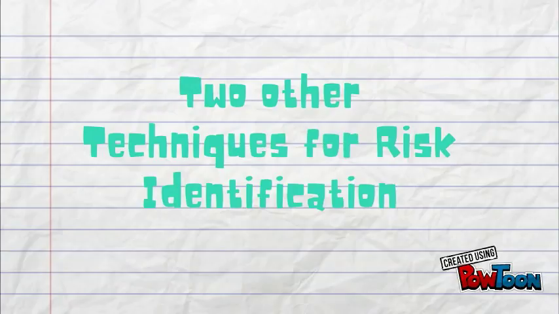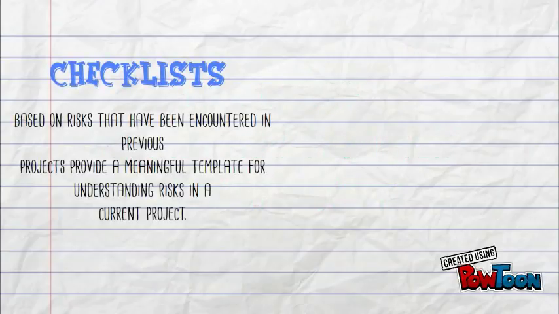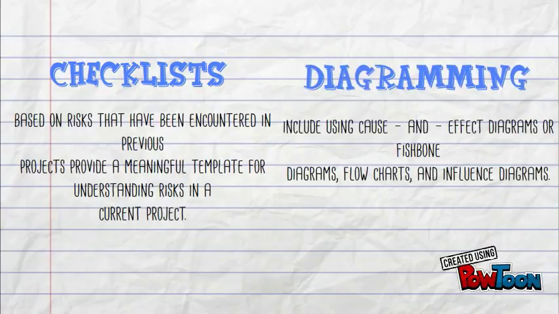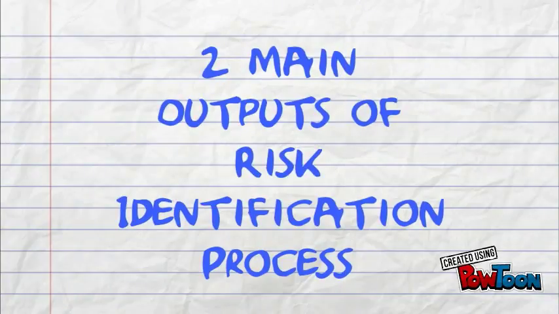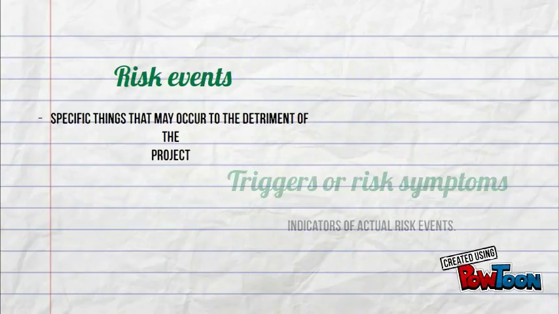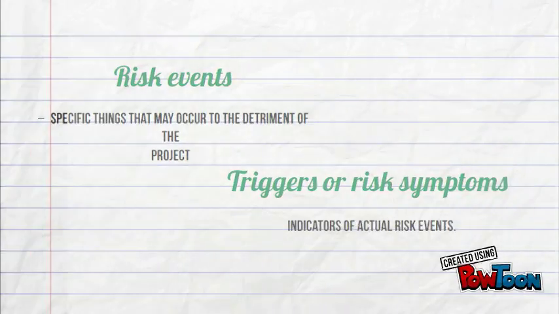2 other techniques for risk identification. Checklist, reviewing your previous projects. Diagramming. This is where cause and effect comes in. 2 main outputs of risk identification process: risk events and triggers or risk symptoms.